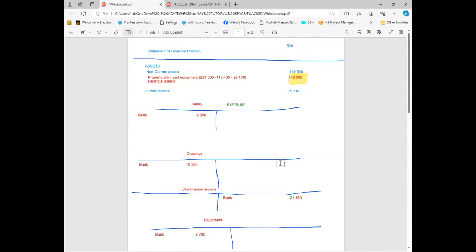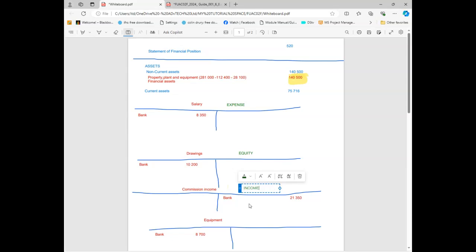Are you with me? Yes, sir. Unless they say it is due or accrued, it's then that it's going to be a liability. But salary itself is an expense. Okay. What about drawings? Owner's equity. Equity, sir. What about commission income? Asset. Obviously income.